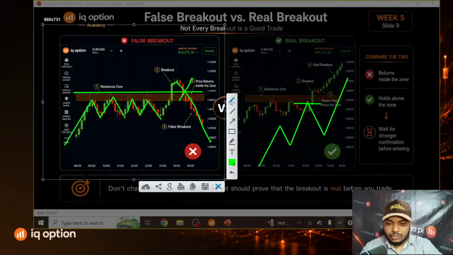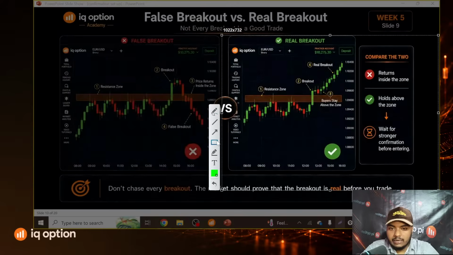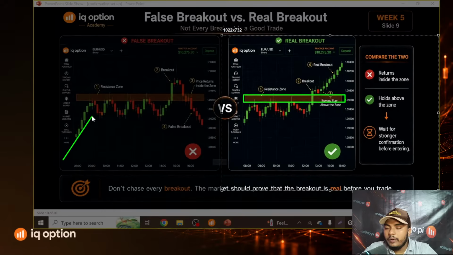Let's see the right chart here, which is a real breakout. I indicate this one as a real breakout. Why do I indicate this one as a real breakout, guys? Focus here. In the market, you will not always find a textbook structural shape. You have to focus on the internal candle structure.